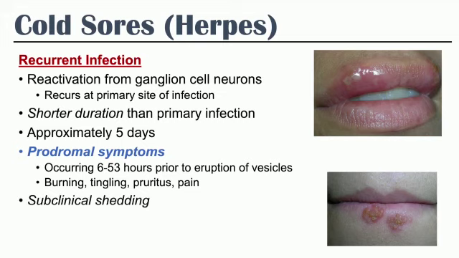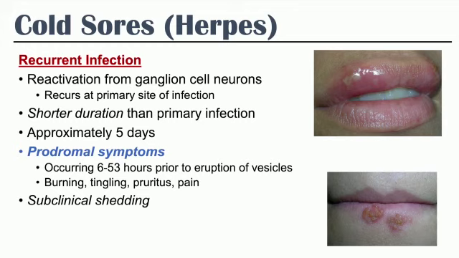So once you have the prodromal symptoms, you're going to have an eruption, and that's your recurrent infection. Even if you don't have that eruption continuing, perhaps you've resolved the recurrent infection or resolved the primary infection, you can have what is called subclinical shedding of the virus.